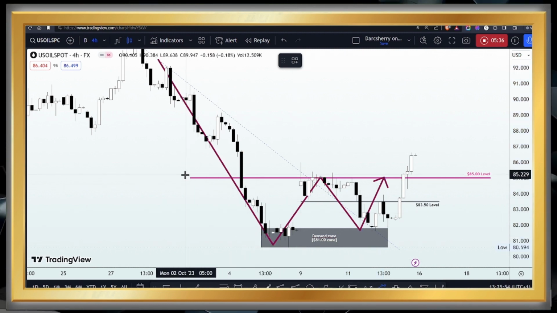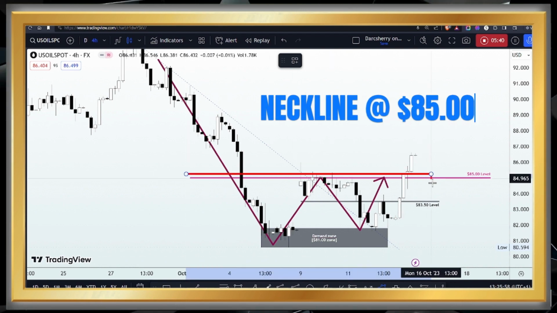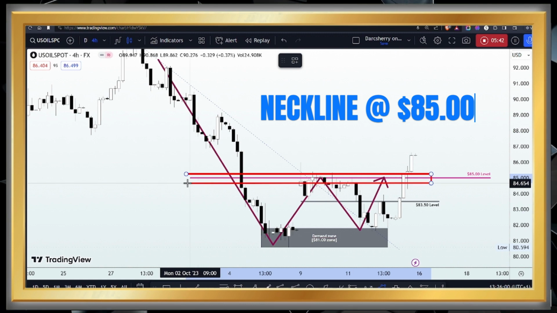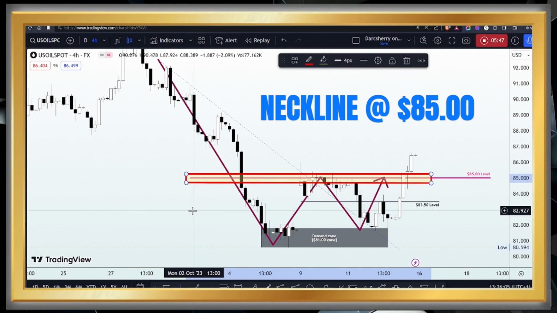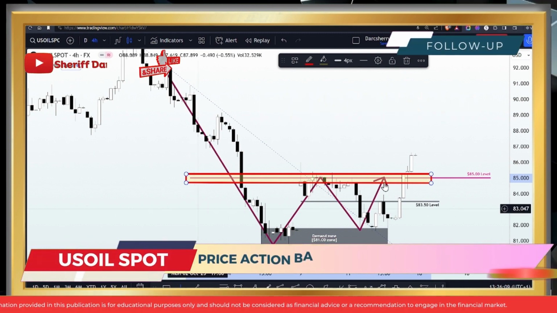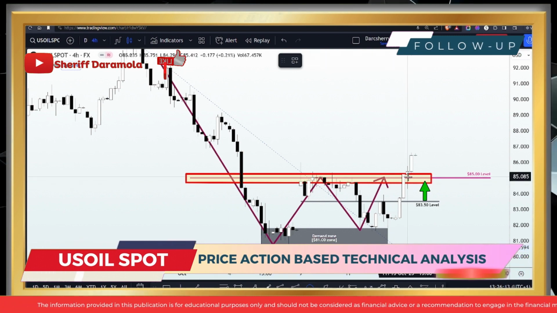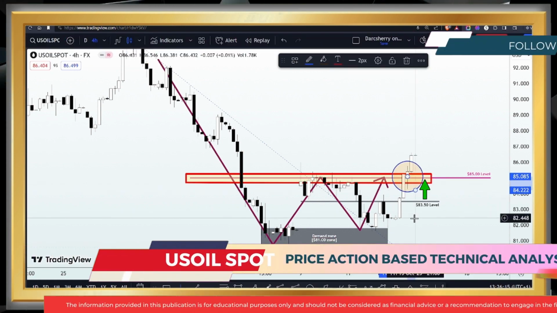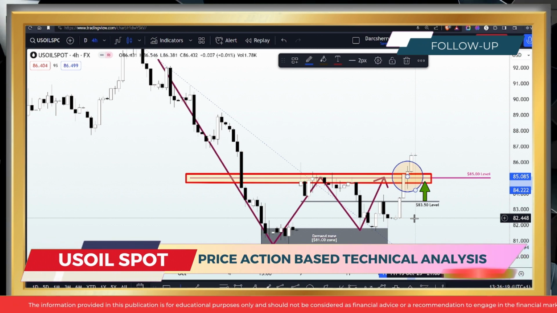And interestingly, we have a neckline for that pattern situated just along that psychological level at the $85 area, considering the round figure of that price. And look at what happened here on the last trading day of last week. We finally saw the breakout of that neckline, which further emphasizes and validates this reversal setup.